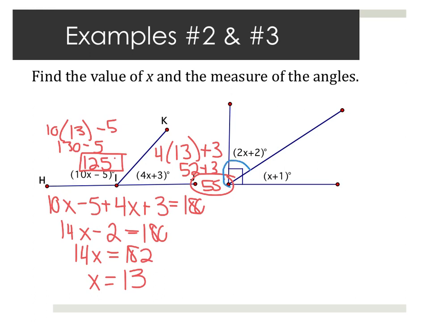Over here, we have this little symbol. That means a right angle. So I know that these two are complementary. They add up to 90 degrees. So I add them and equal them to 90.